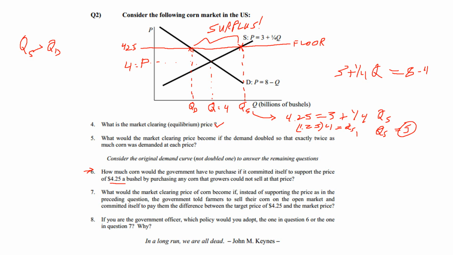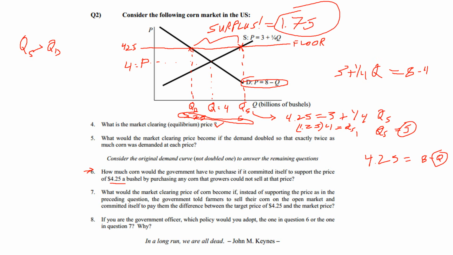But again, on the demand side, the demand equation is given by this. So now you have 4.25 on the demand side equals 8 minus Q. So what does Q have to equal? That's right, 3.75. So people are going to demand less of it at that higher price, but growers are going to create more. So this right here creates that surplus of 1.25 billion bushels of corn. Okay?